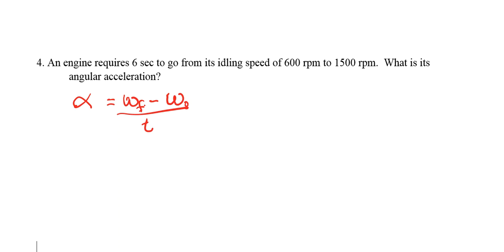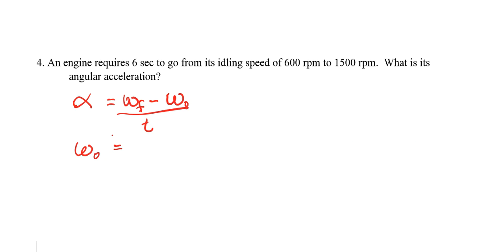Okay, well, let's see, what do I know? I know time. I know time is 6 seconds. I don't know WF or WO though, because those numbers that are given to us are in revolutions per minute, and angular velocity is not in that, it's in some form of radians per time. So I'm going to have to do a little bit of converting. So the first thing I'm going to work with is the WF and the WO. So let's go ahead and just start with the original angular velocity.